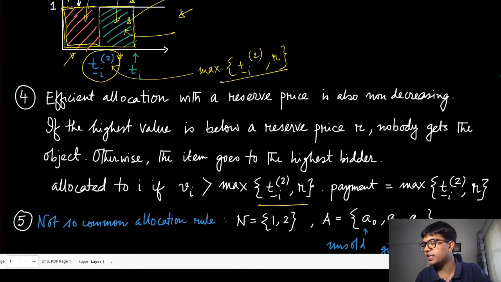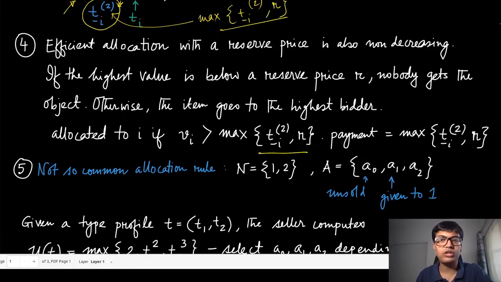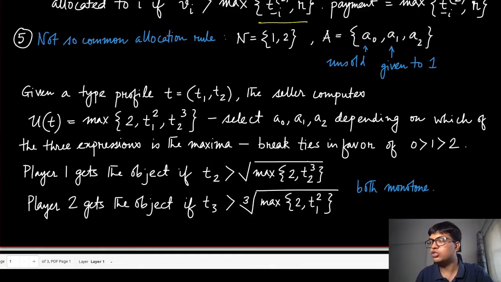So this efficient allocation with a reserve price is also a non-decreasing allocation rule, and therefore you can design a Myerson mechanism which will be truthful. But now let us look at some not so common allocation rules. These are something we haven't seen before, and unless we knew Myerson's characterization, perhaps we would not have thought of this kind of rules to be truthful.